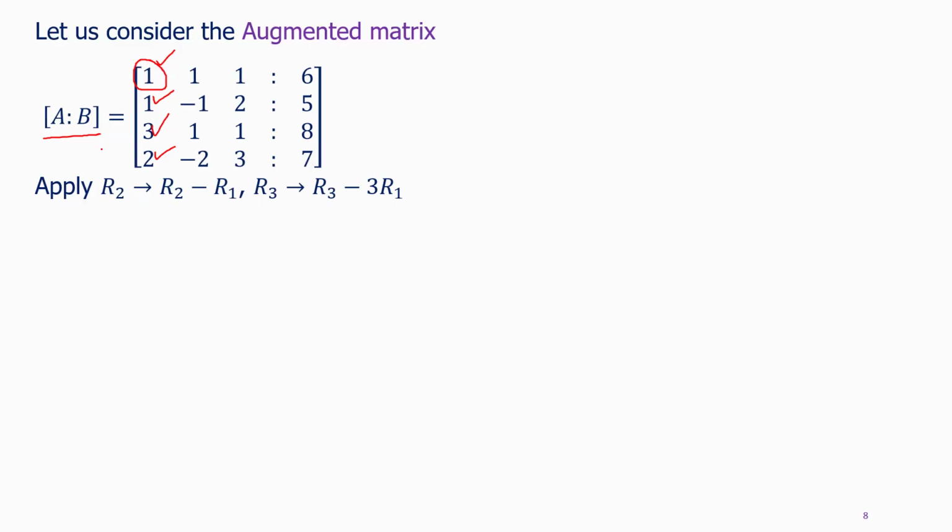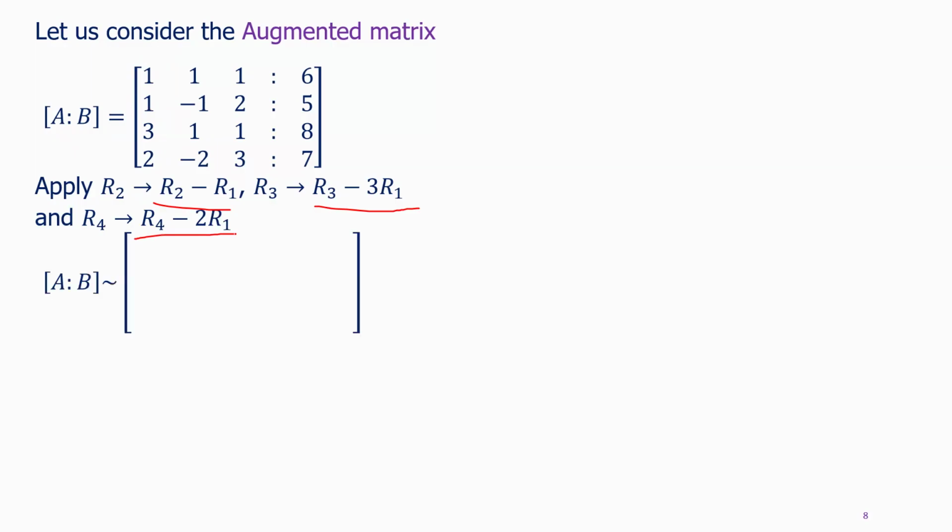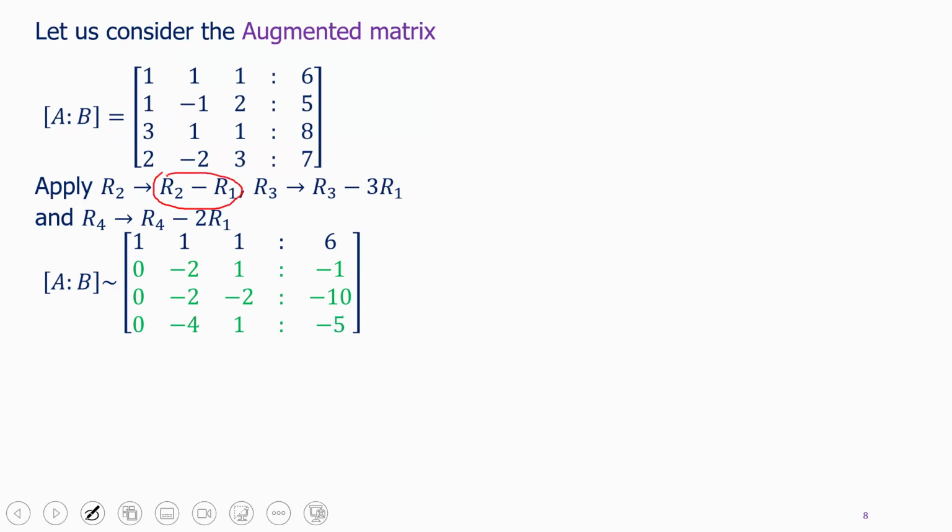So with the help of this 1 and these three operations, R2 minus R1, R3 minus 3R1, and R4 minus 2R1, we are able to reduce the above matrix into this form. Okay, let us check whether it is okay or not. So first thing, let me take this R2 minus R1. So what is R2? 1, minus 1, 2 and 5. And R1 is 1, 1, 1 and 6. So let us subtract it.